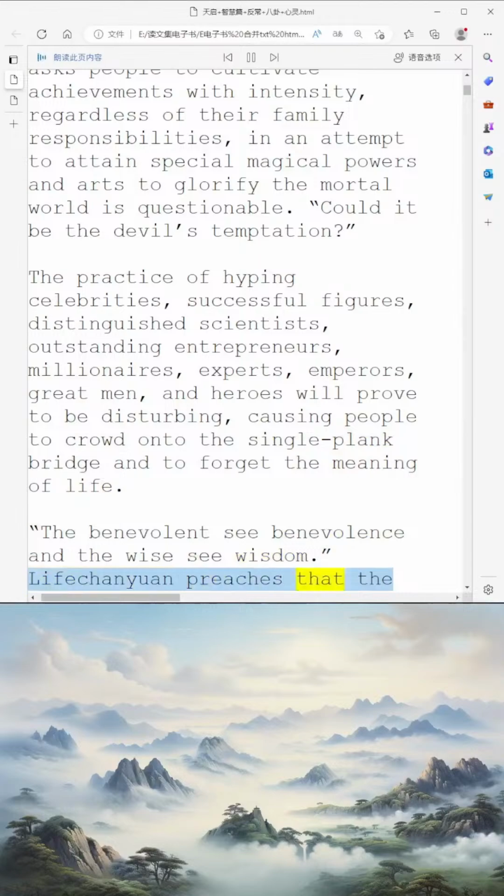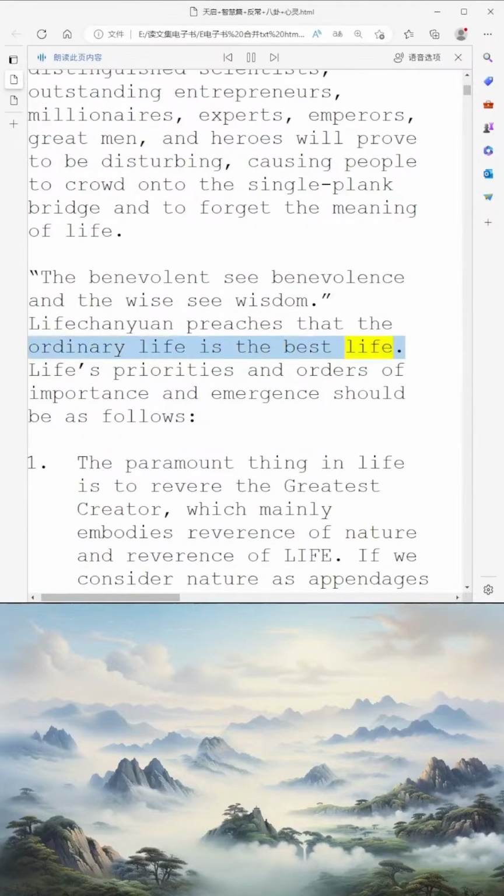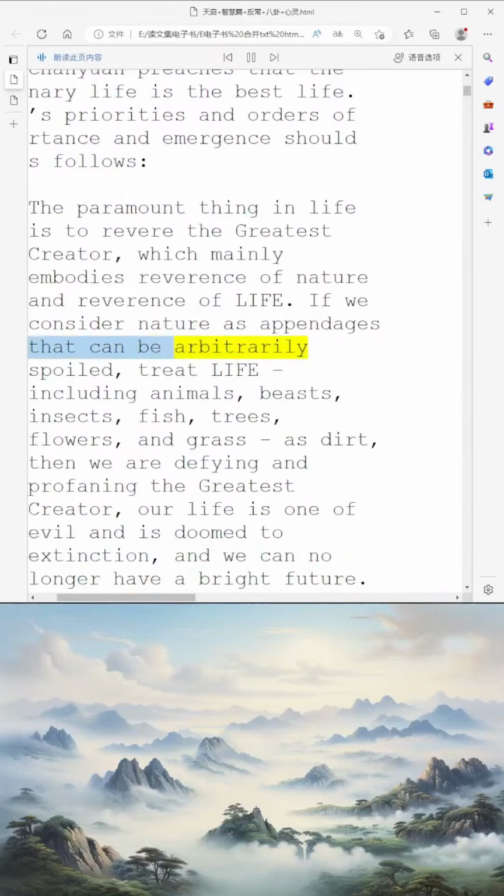Life at Chanyuan preaches that the ordinary life is the best life. Life's priorities and orders of importance and emergence should be as follows. The paramount thing in life is to revere the greatest creator, which mainly embodies reverence of nature and reverence of life. If we consider nature as appendages that can be arbitrarily spoiled, and treat life, including animals, beasts, insects, fish, trees, flowers, and grass, as dirt, then we are defying and profaning the greatest creator. Our life is one of evil and is doomed to extinction, and we can no longer have a bright future.